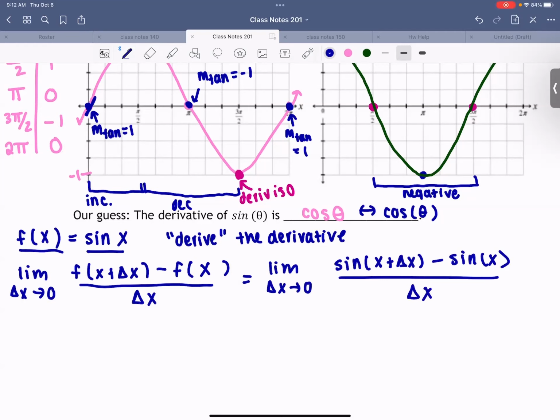Now, this is kind of a tricky question, but does anyone know how we can make this a little bit easier to work with? Can you split the fraction into sine of x plus delta x over delta x, minus sine of x over delta x? That is a thing we can do. I'm not going to do that yet because I think it makes it a little bit more confusing, but that is a good step that you can do.